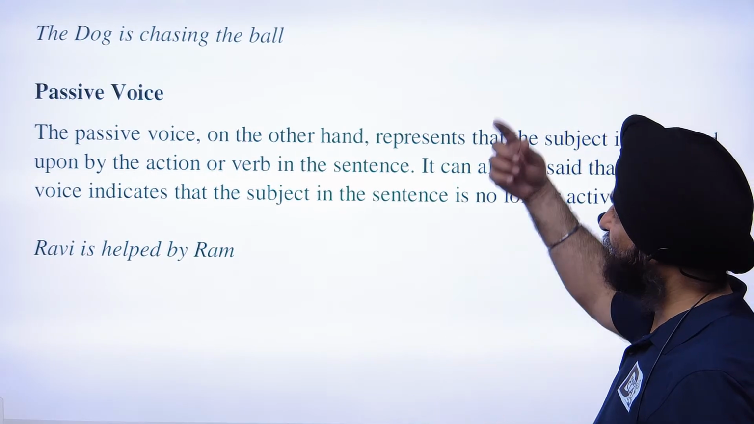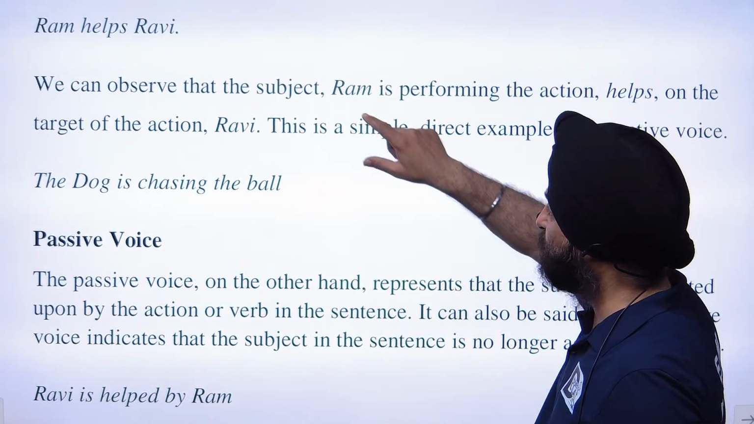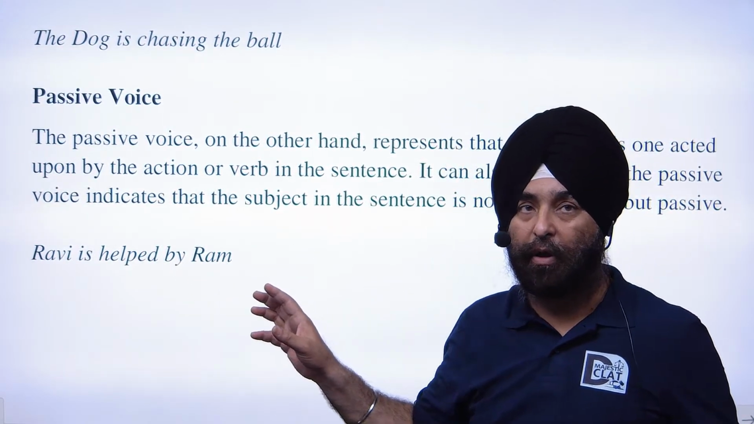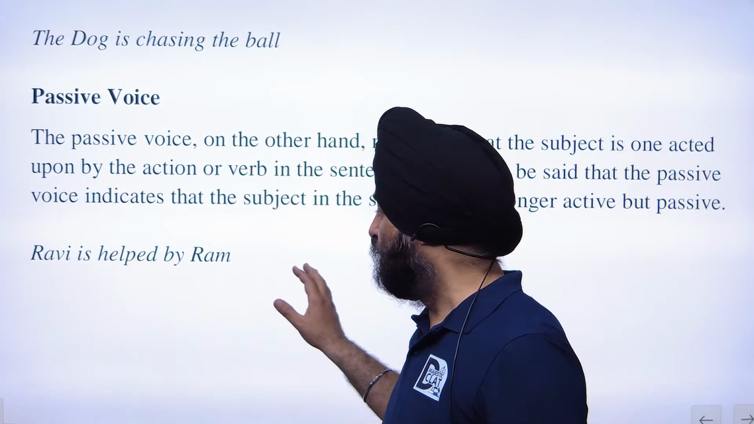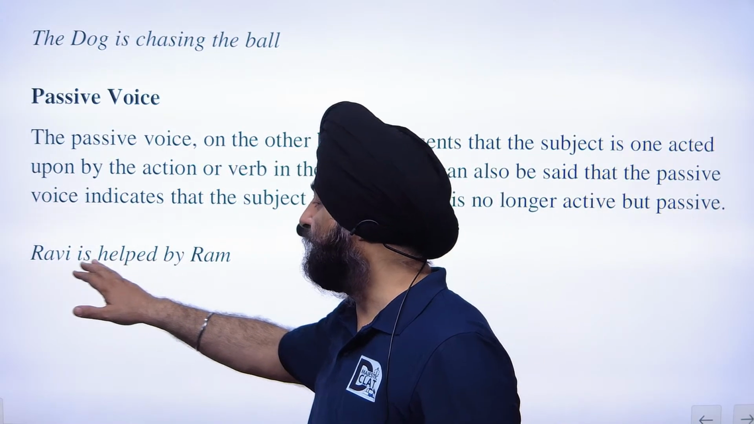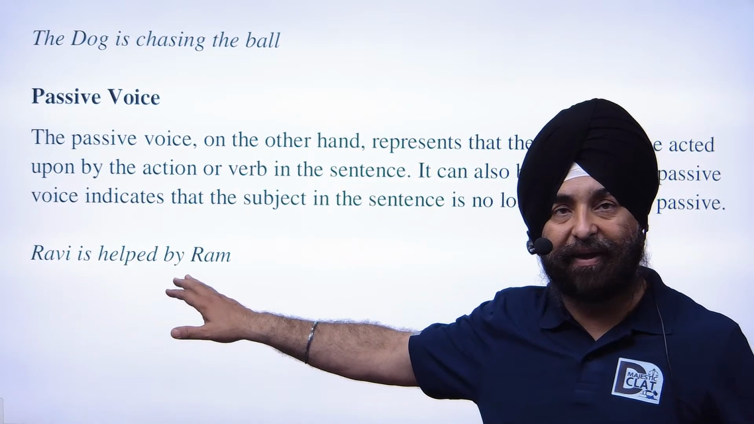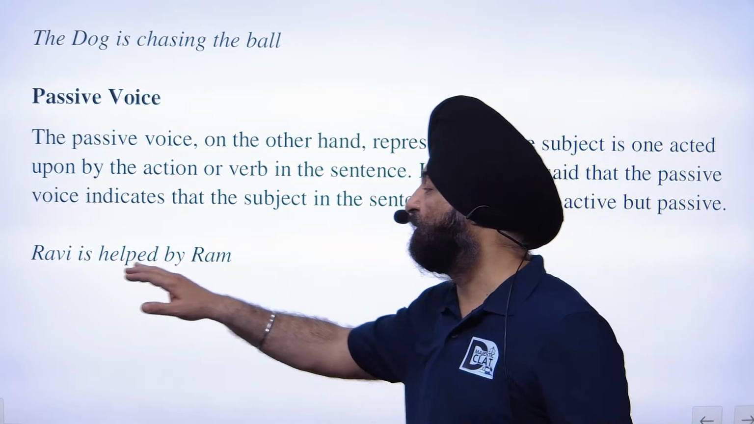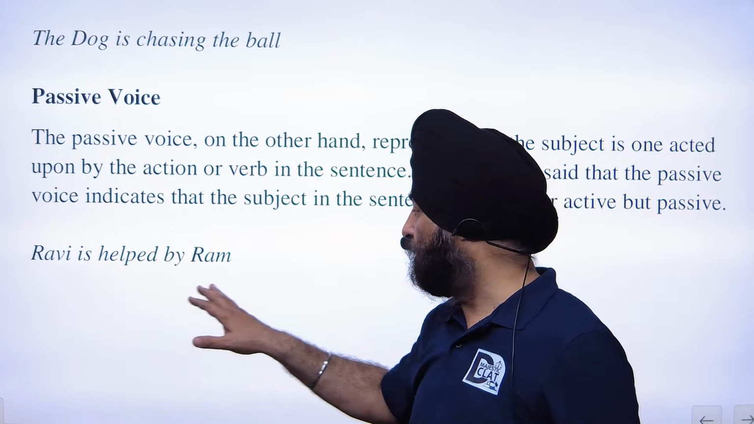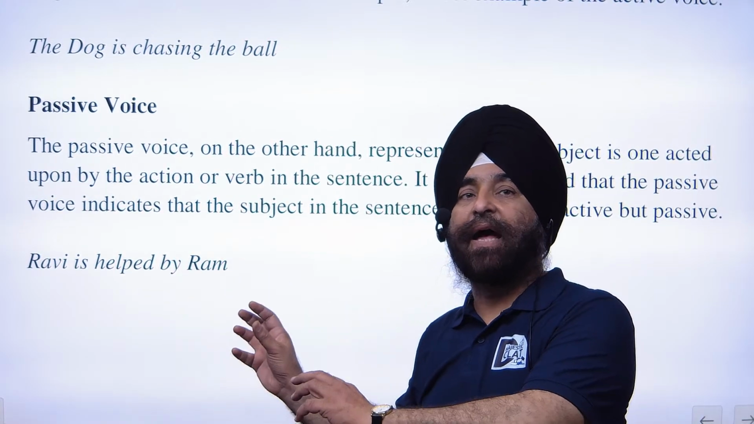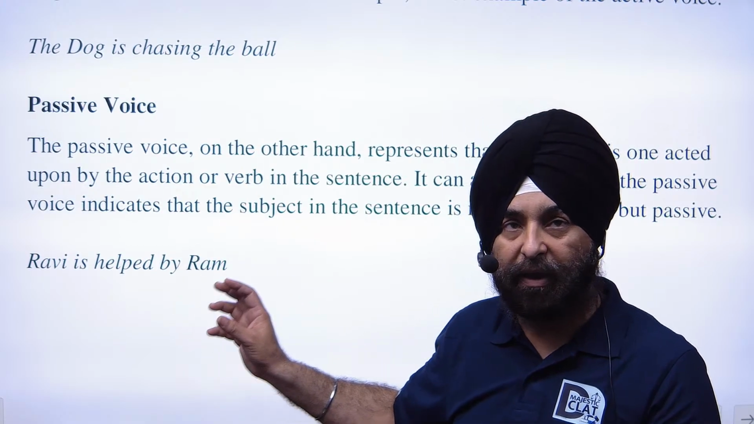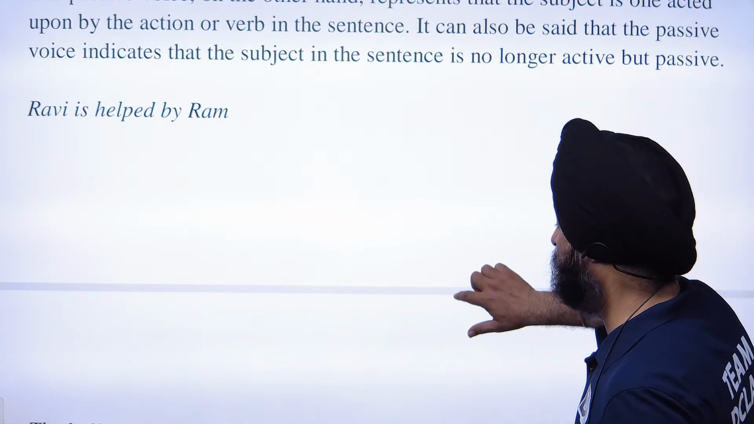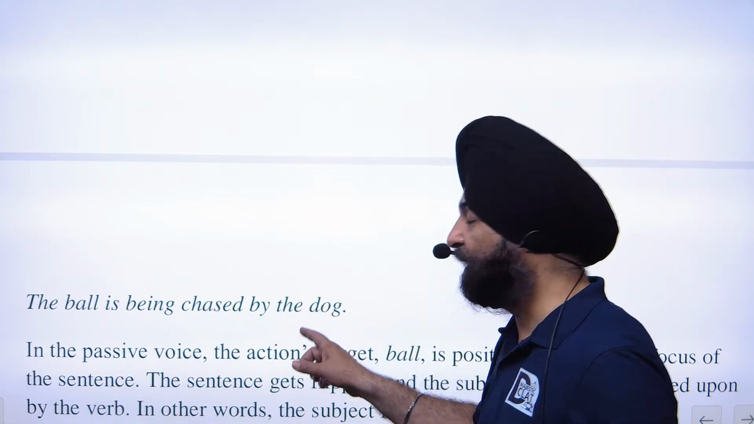So the same sentence that we had taken in active voice, Ram helps Ravi, becomes Ravi is helped by Ram. The target or receiver, Ravi, has changed place with the subject. So now where does our focus go? Obviously, it goes on Ravi rather than Ram. Our focus is what is being done to Ravi. He is being helped by Ram. Similarly, the next example: the ball is being chased by the dog.